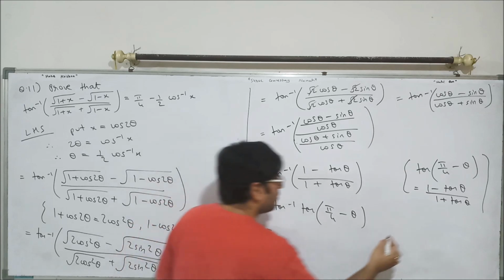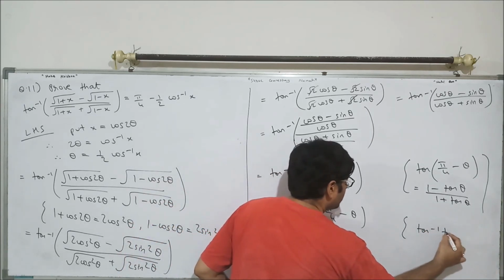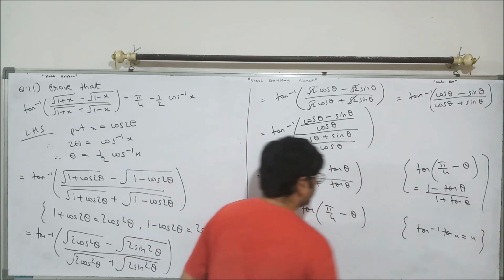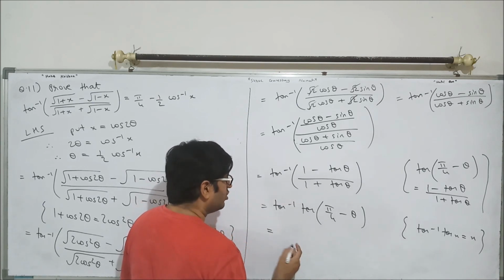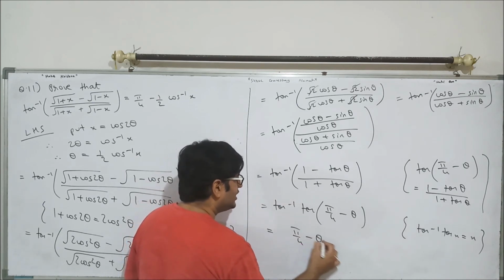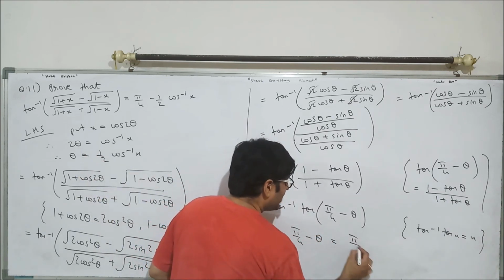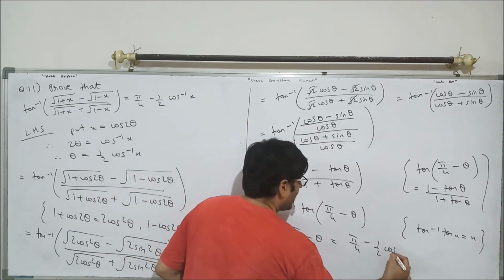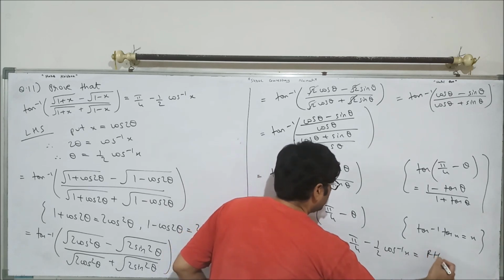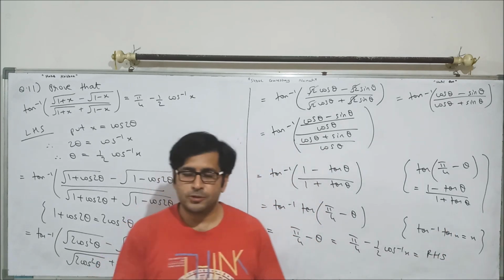So now you can use the property. Which property, children? tan inverse of tan x is x. So here, what is our x? This is your x. So we are left with pi by 4 minus theta. But what is your theta? Half cos inverse of x. So we get pi by 4 minus half cos inverse of x, and that you can say is your RHS. Hope students you enjoyed the sum.